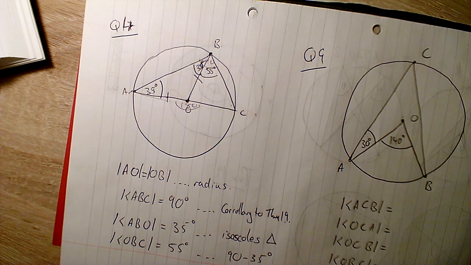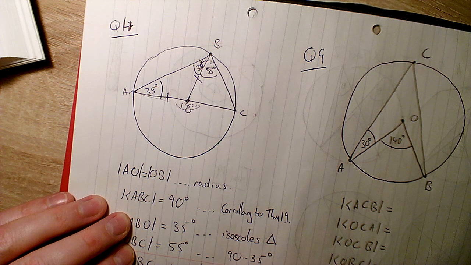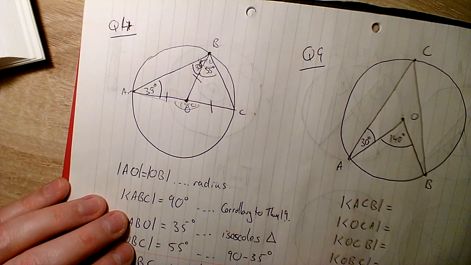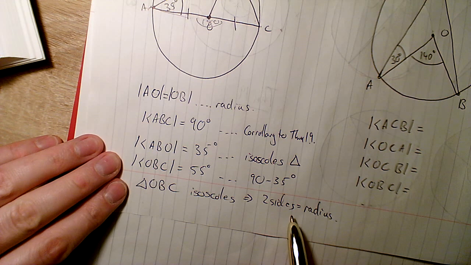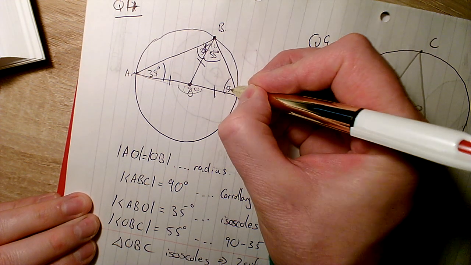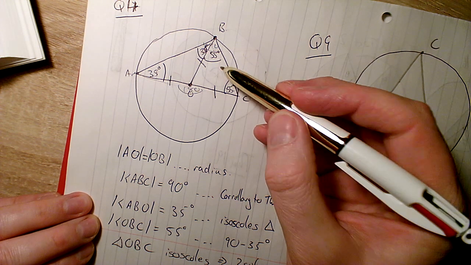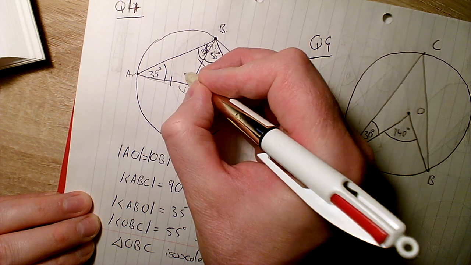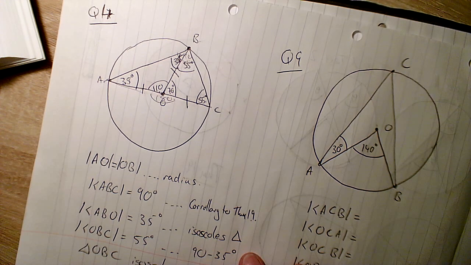They also ask in the question, explain why the triangle OBC is isosceles. It's because two sides in the triangle, this side and this side, are radiuses. So that's your two equal sides, which means if that's 55, this is 55 degrees as well. You can fill in the rest of the angles. 55 and 55 is 110, which makes this a 70 degree angle. 35 and 35 is 70, which makes this a 110 degree angle. And you can see there you've got 180 in your straight line.